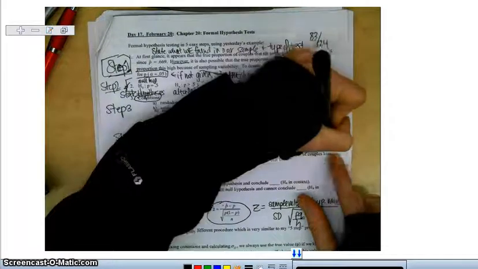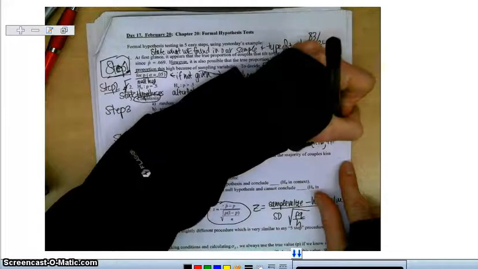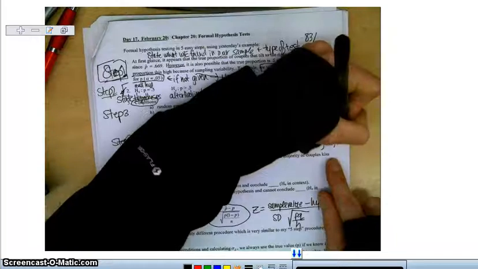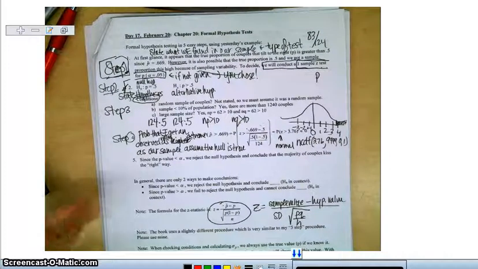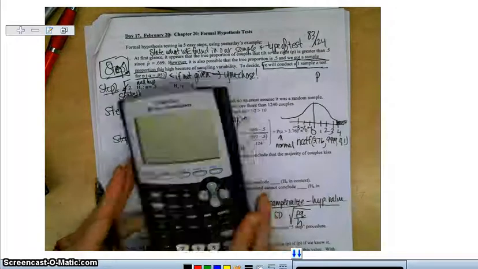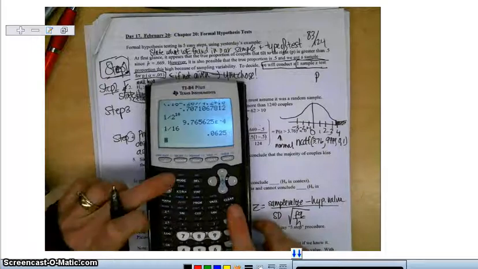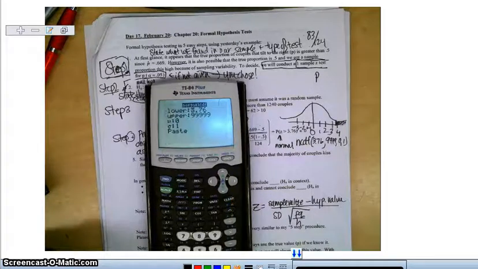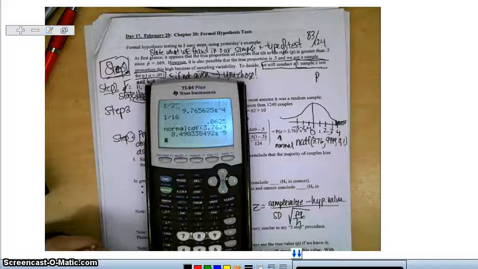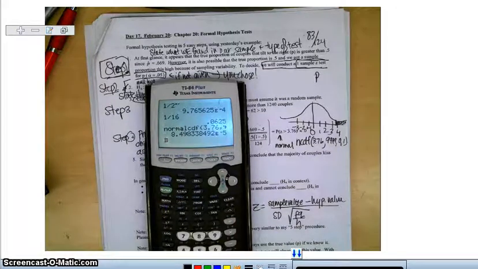My upper bound is infinity. My mean is 0, my standard deviation is 1. If you're dealing with a z-score, the mean is always 0, the standard deviation is 1. So when I do that on my calculator, second distribution, NCDF, I already have it in here, I get, now look up here at this answer.